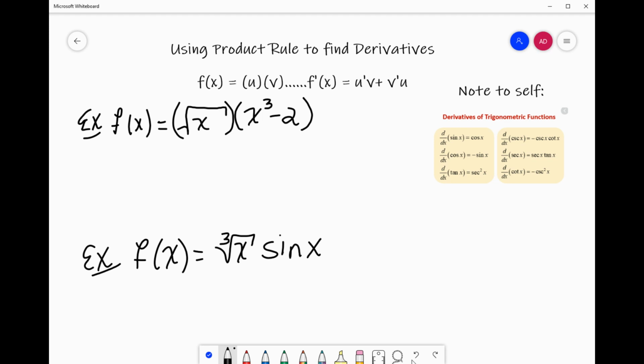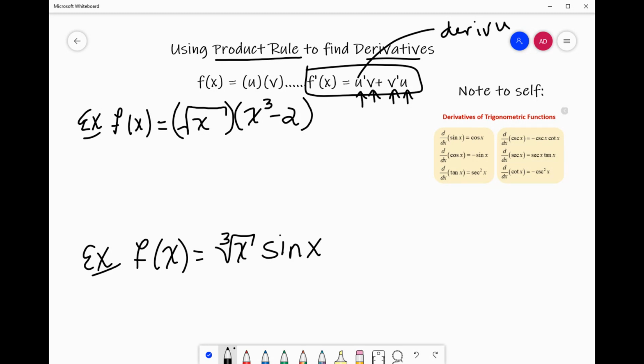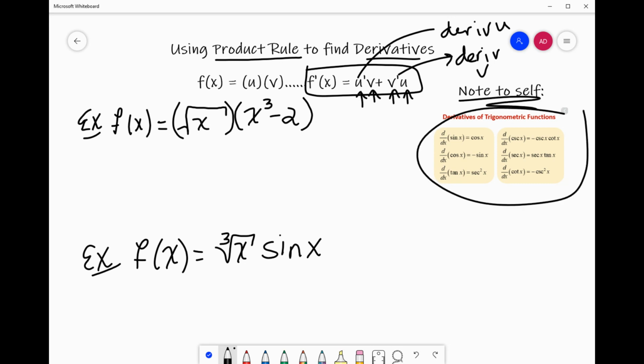All right, so as promised, we are going to kick out some derivatives using the product rule. Let's not forget, the product rule basically says the derivative of u times v is u prime v plus v prime u. Don't be scared, u prime just means derivative of u, and v prime is the derivative of v. I always like to write these trig functions over here because the derivatives of these trig functions sometimes come into play.